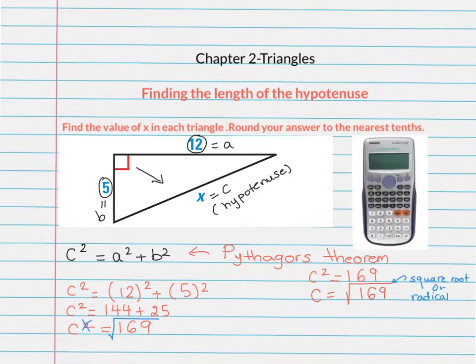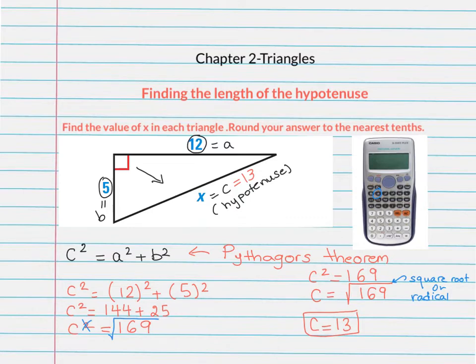169. Now you can use your calculator to determine the square root of 169. How? There is a button over here that is the radical. You use this button, put 169 under it, and the answer will be 13. So C will be equal to 13. Then the hypotenuse of this right triangle has a measure of 13.